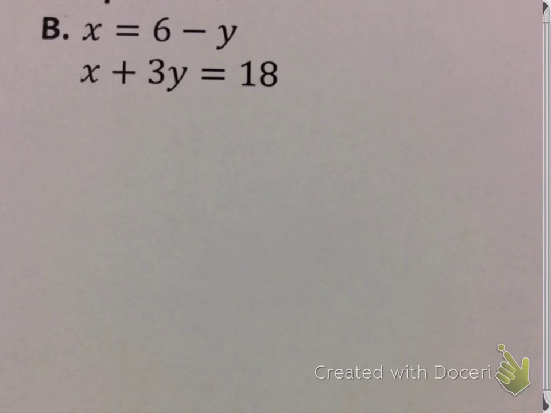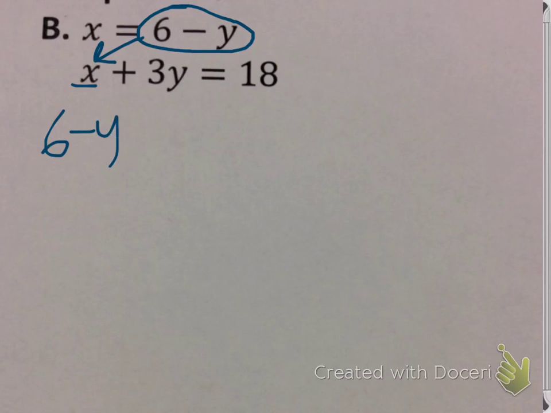So let's try another one. This time this top equation is solved for x instead of y, and that's totally fine too. This time we're going to take that 6 minus y, and we're going to substitute it into the second equation in place of the x. So instead of this x, I'm going to write 6 minus y. And then I'm going to write plus 3y, and then it's still going to be equal to 18. Now this one's going to take just a little bit more to solve because now it's a two-step equation instead of a one-step equation like the other one, but that's okay.